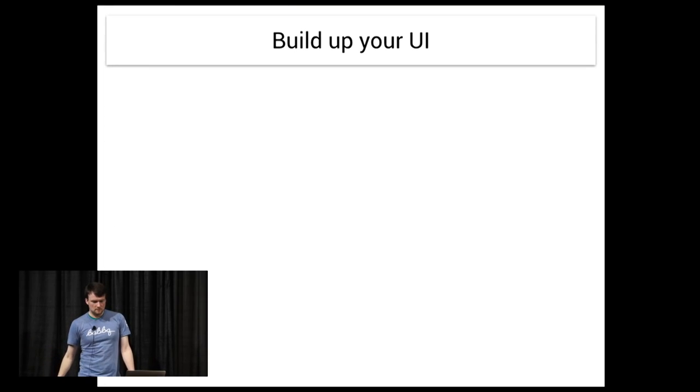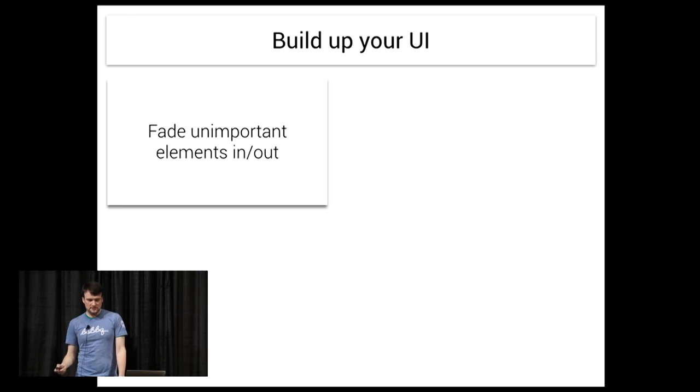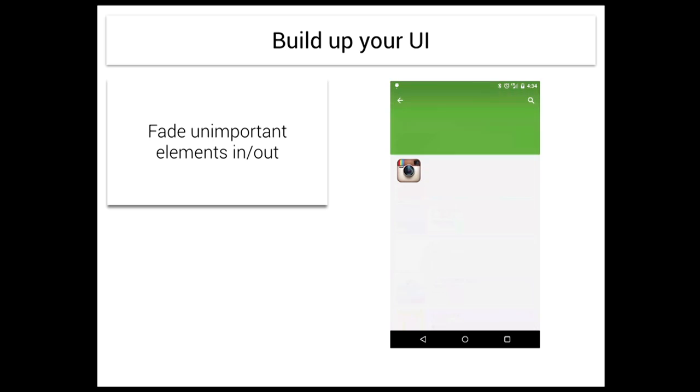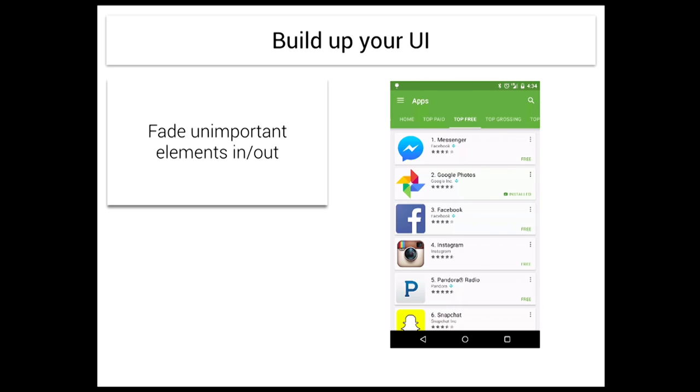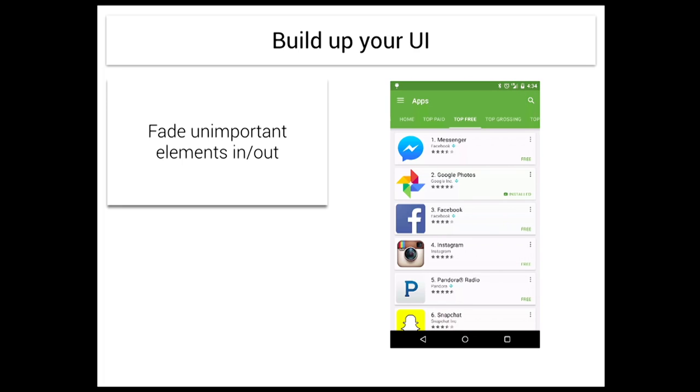So let's use everything that we kind of learned to build up our UI. First thing is fade unimportant elements in and out, right? When you look at this animation that's playing, notice all of the other icons on the screen. They fade out. They just fade away. They don't move. They fade away.